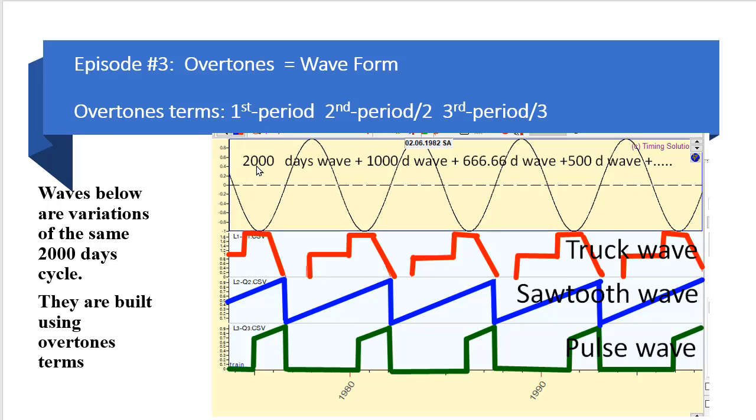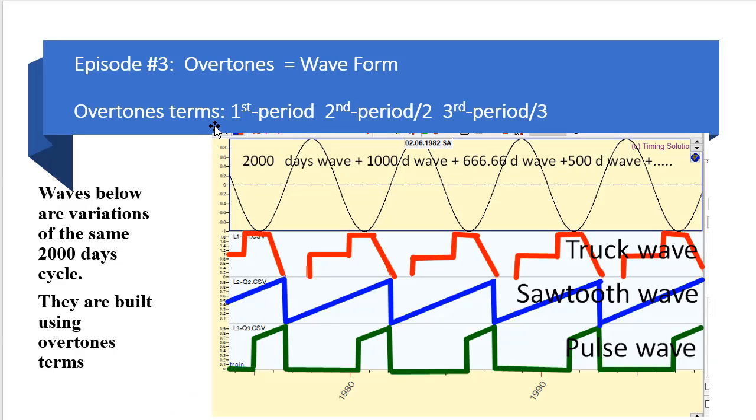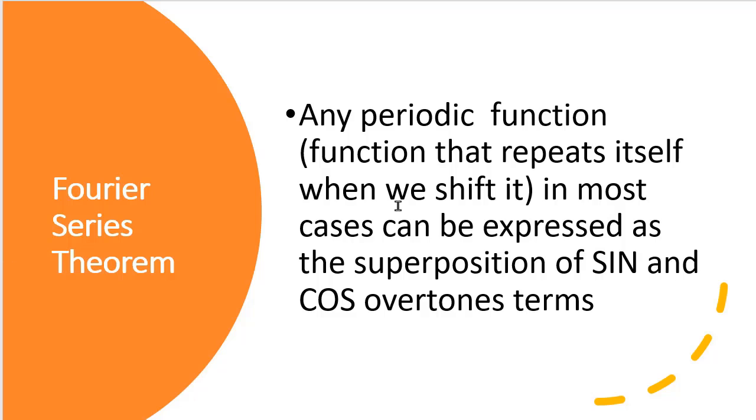Why do I put an equal sign between overtones and waveforms? Because there is a very well known theorem, the Fourier series theorem, that states that any periodic function, that is, a function that repeats itself when we shift it, in most cases can be expressed as a superposition of different sinus and cosinus overtone terms. In other words, combining these overtone terms in different proportions, we can get any waveform. To be precise, this theorem states that in most cases.